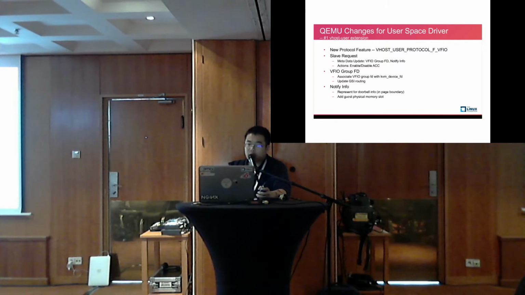And the last piece is notification info. Because only the driver knows where the doorbell is. So here the limitation is that the doorbell MMIO register needs to be on a page boundary, so we can map the page to the guest. So what we do in QEMU is add a guest physical memory slot, so the guest instance can kick that address, and by looking up the EPT table, go directly via MMIO to the device.